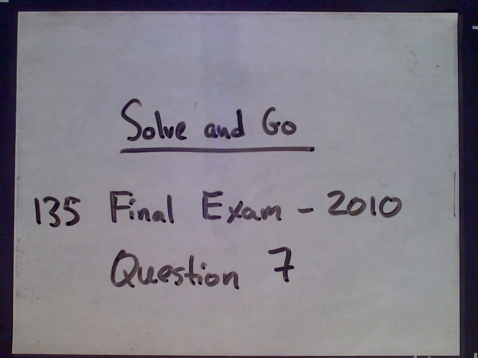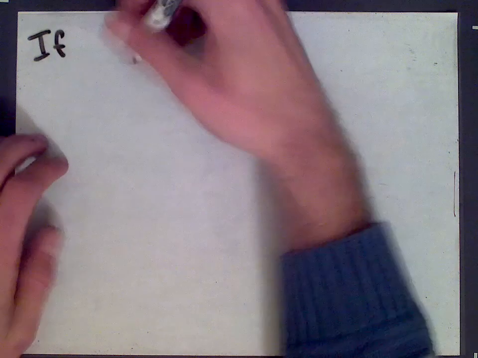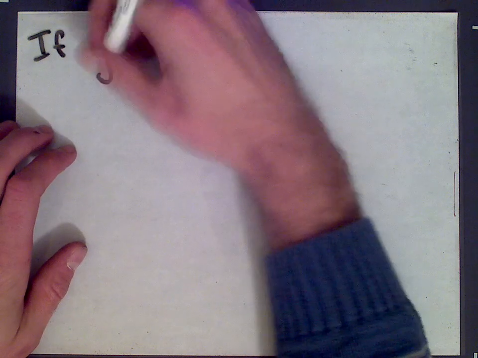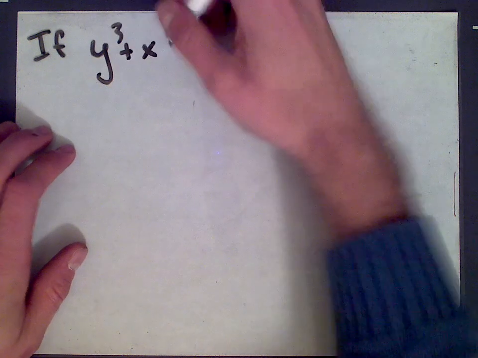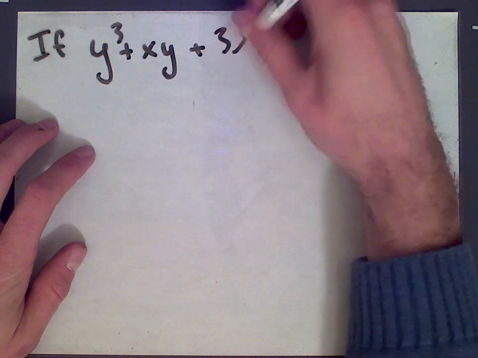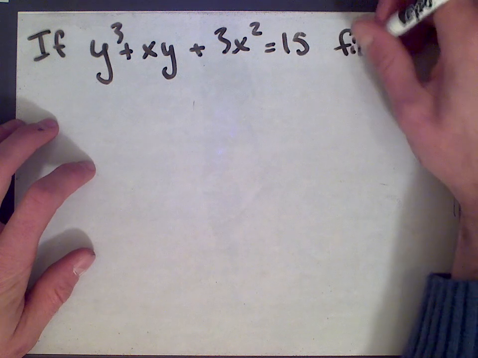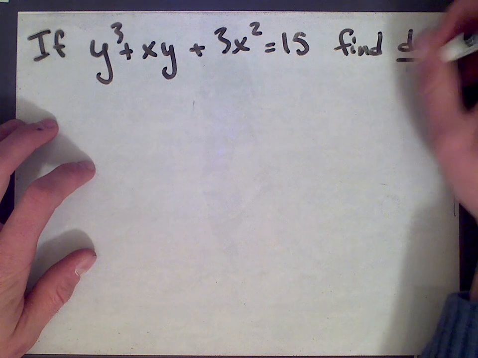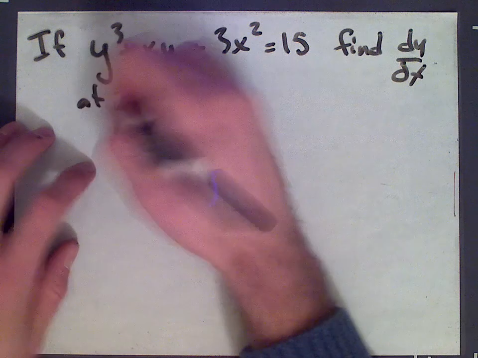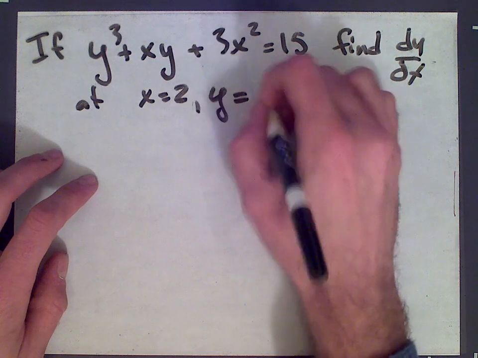In this video, we'll see question number 7. Question 7 is about implicit differentiation. It says that if y cubed plus xy plus 3x squared equals 15, find dy/dx at x equals 2, y equals 1.